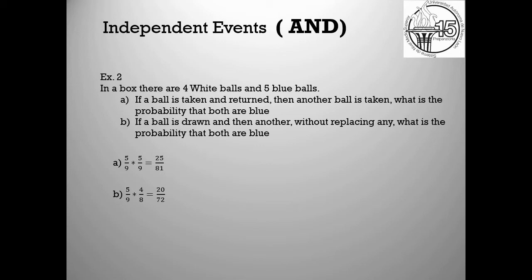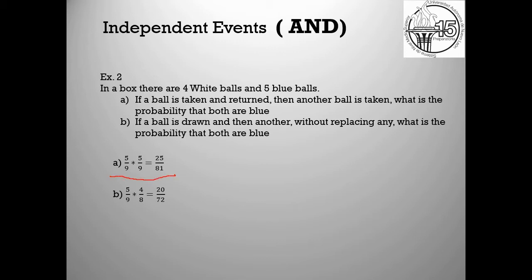Let's see the following example. In a box there are 4 white balls and 5 blue balls. A. If a ball is taken and returned, then another ball is taken. What is the probability that both are blue? That is, we're going to pick one ball and put it back, so the total number of balls is not affected. We will have the same 9 balls. So the first ball is blue and the second ball also is blue.